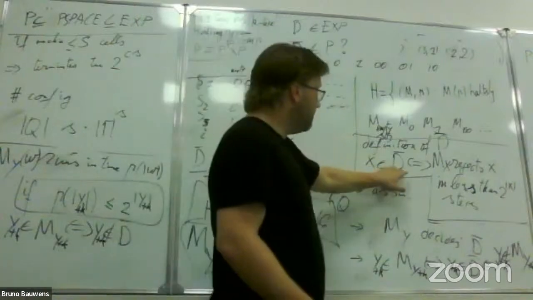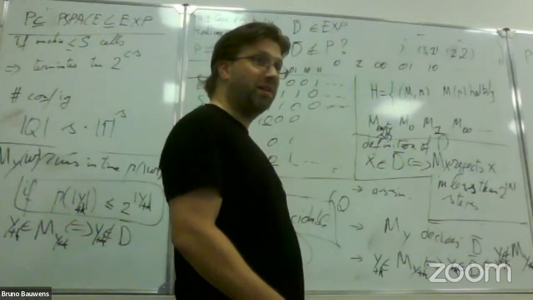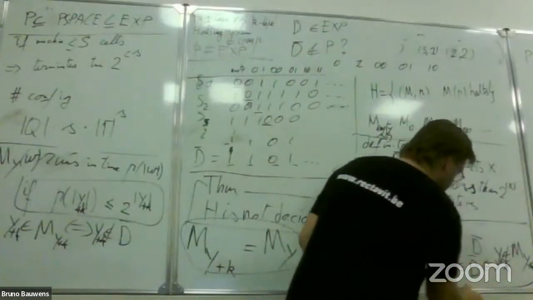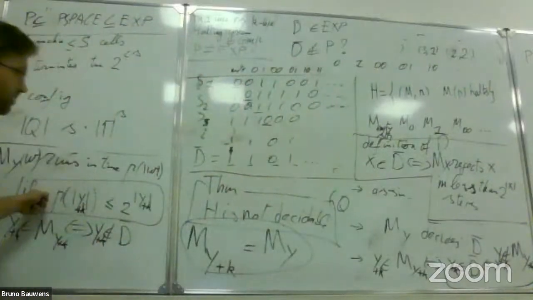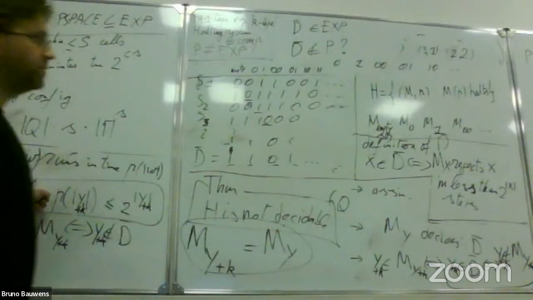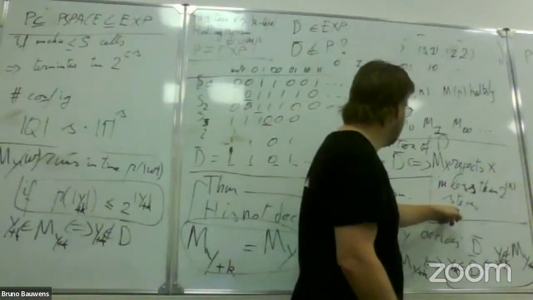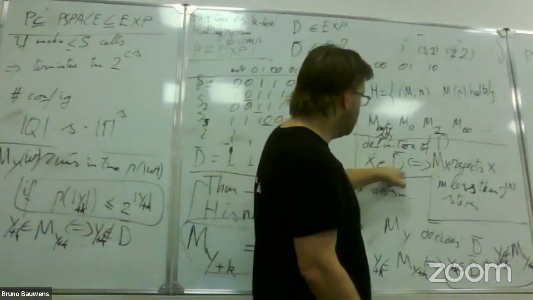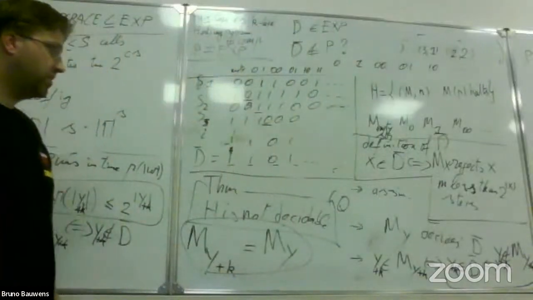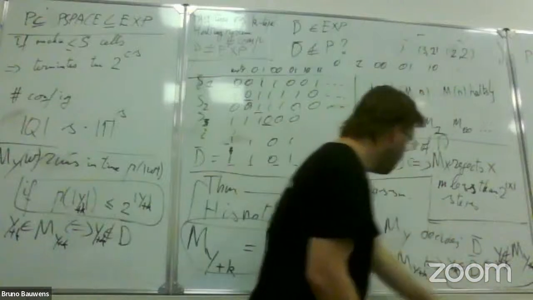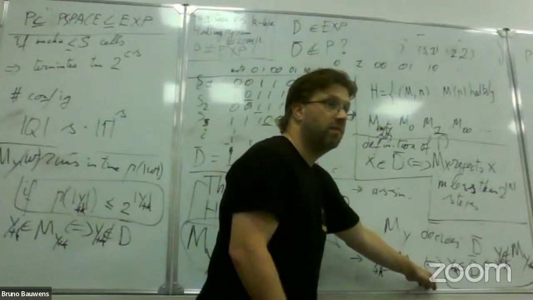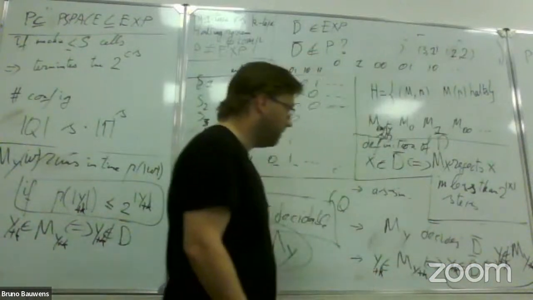So D is the self-rejecting language. This equivalence holds now by definition of D and this assumption. And so the machine terminates in less than this many steps. So it is in this language if it rejects itself and vice versa. This is automatic, and this is just our assumption to obtain a contradiction. So we have obtained a contradiction.